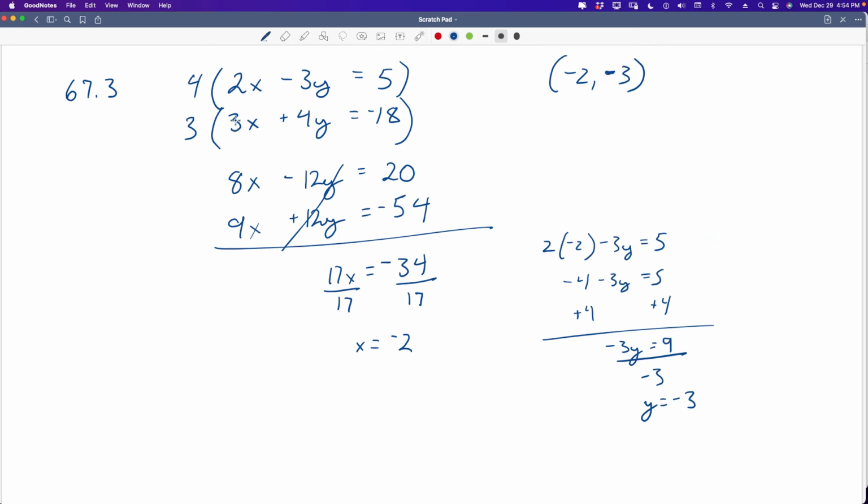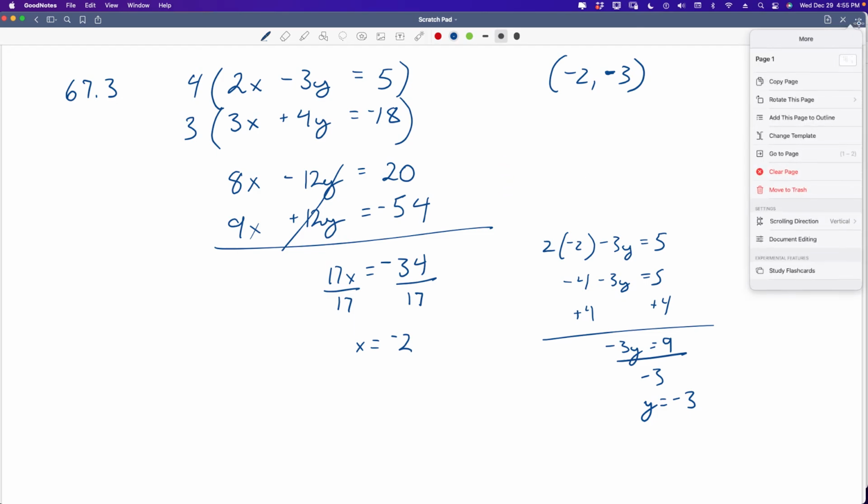So you can see it doesn't matter which variable you choose to solve for. You're going to still get the same answer. If you do it correctly, whether you use substitution or elimination, the first term or the second term, you're going to get the same answer. And that is, again, another way for you to check your work. Solve it in different ways. Try this way, then try the other way, and if you get the same answer, then you know your work is correct. So let's let you guys do this one by yourself, 67.4.